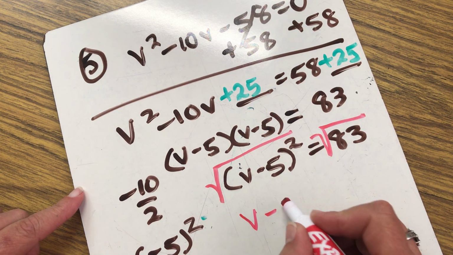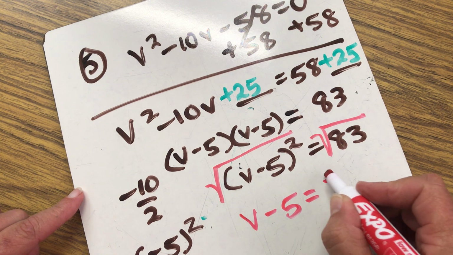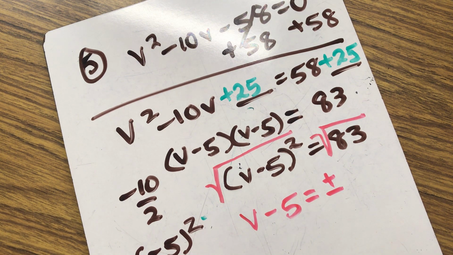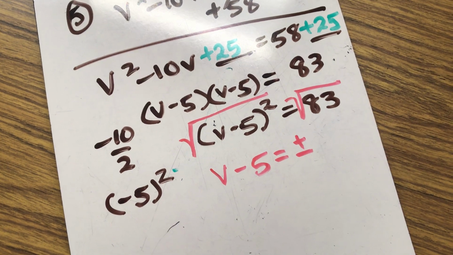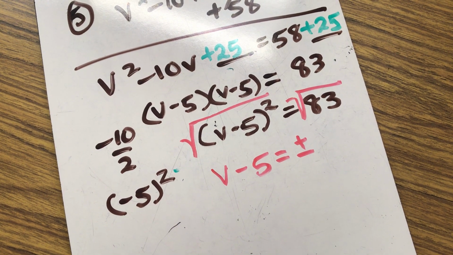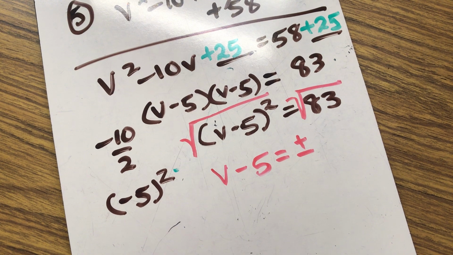So we have v minus 5 equals plus or minus. Oh, we have a problem. We don't know what the square root of 83 is, unless you had a calculator. Most kids would say, well, it's above 9, because they know that 9 times 9 is 81, so it's 9 something, but I don't want you using a calculator here.